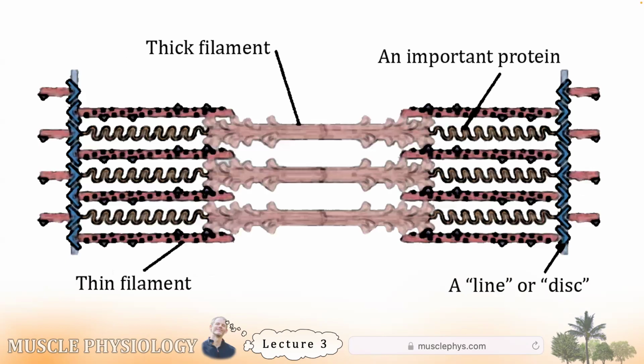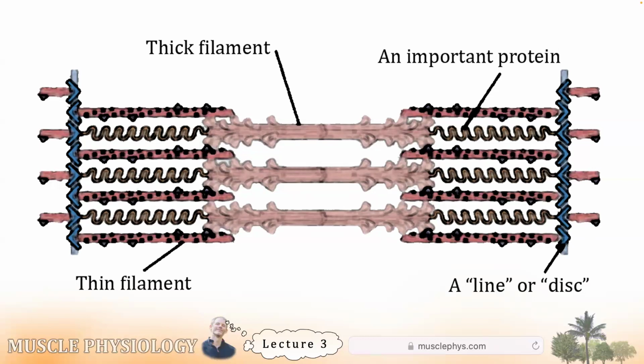In this diagram, we see myosin in the middle. It's labeled, quote, thick filament, because that's what myosin is. It's the thick filament in sliding filament theory. And we see thin filament. That's the actin. The thin filament in sliding filament theory is actin. And then we see a line or a disc. That's the Z disc or Z line. Those are the outside boundaries of a sarcomere.